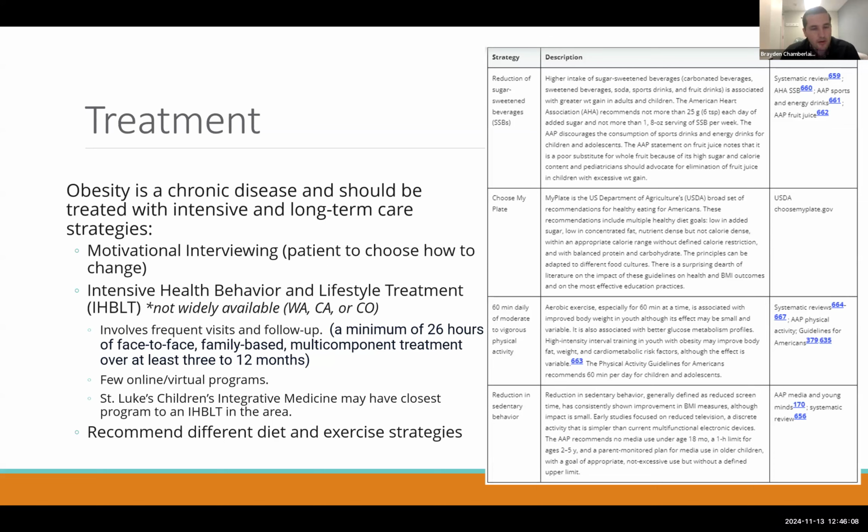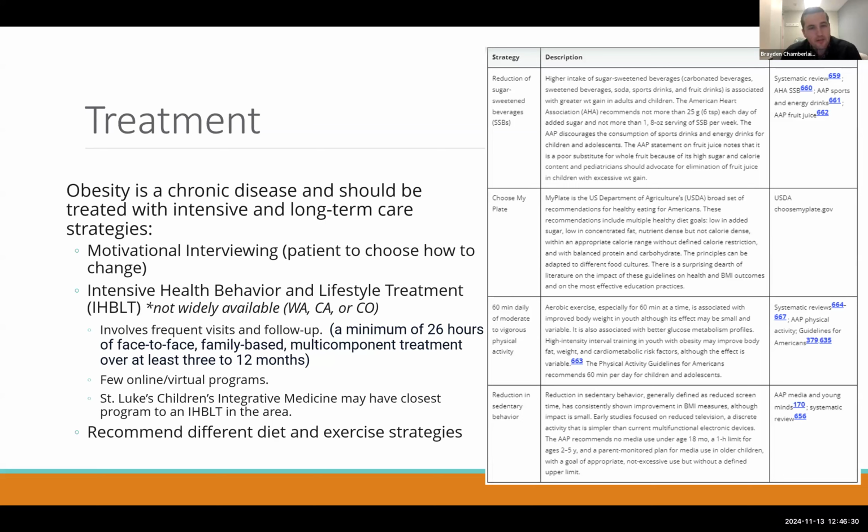This program, however, even though it is a great program and has shown a lot of success, isn't widely available. As you can see here, it's mainly only found in Washington, California, or Colorado. And there are very few online programs available. They aren't even close to equivalent.